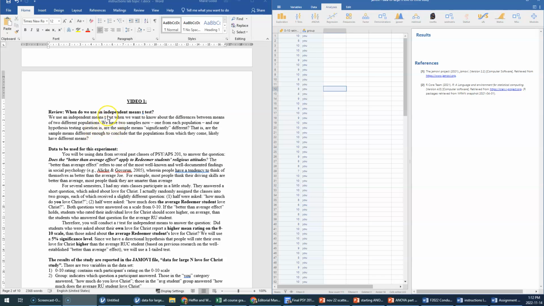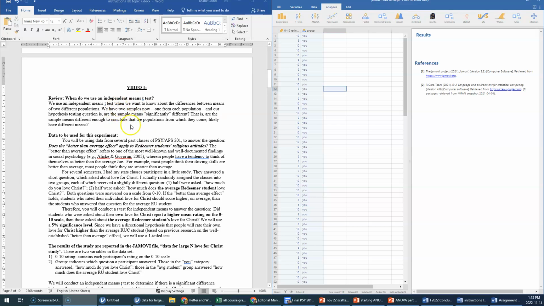So as we learned in lecture, we have two samples now, one from each population. And our hypothesis testing question is, are the sample means significantly different from each other? In other words, are the sample means different enough to conclude that the populations from which they have come likely have different means? Okay, so bottom line is we're interested in looking at if there is a significant difference between two groups of people, two separate groups of people, the between subjects design.